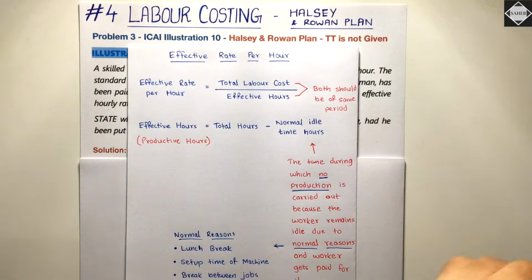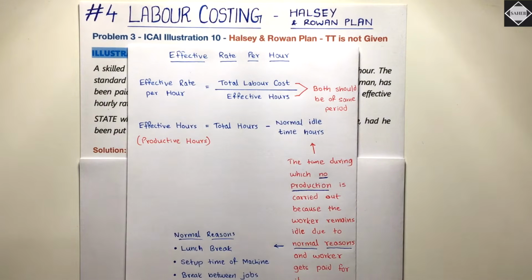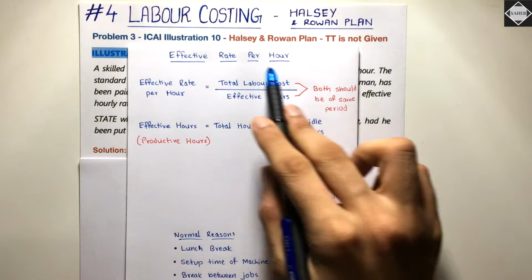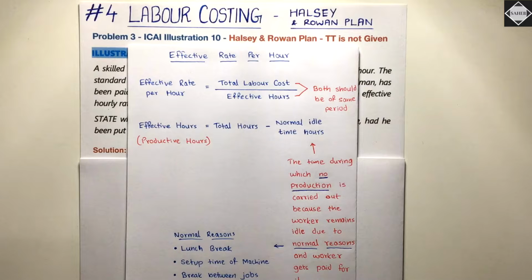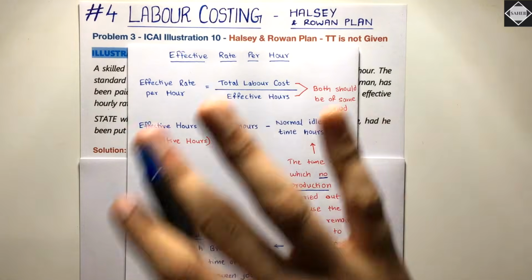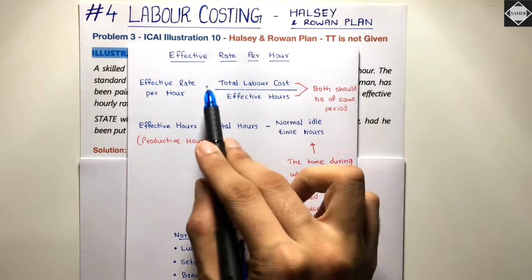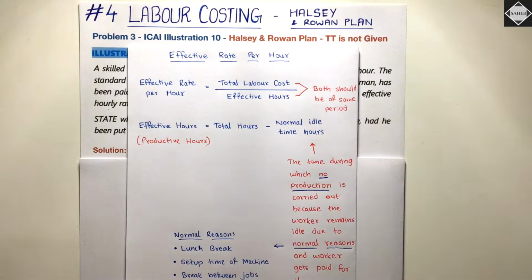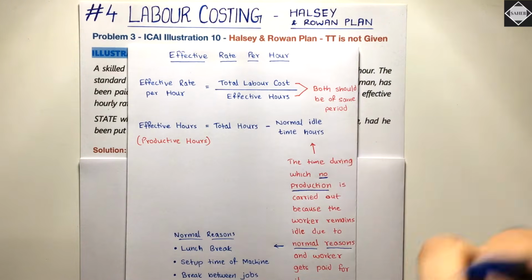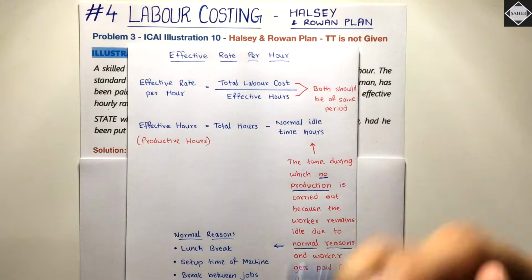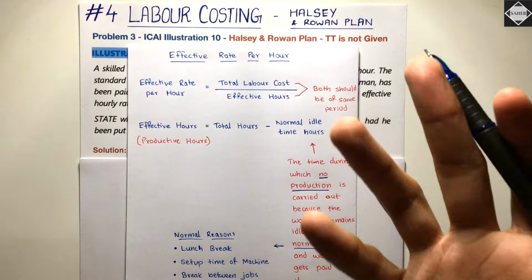Before moving on to the problem and solving it, let's understand one essential concept that you need to know properly, and that is effective rate per hour. It is needed to solve this problem as well as the coming problems. It's really simple, believe me. Effective rate per hour is just labor cost divided by effective hours. You all know what labor cost is, which you calculate through remuneration methods: time rate system, piece rate system, Halsey and Rowan plan, lots of methods.